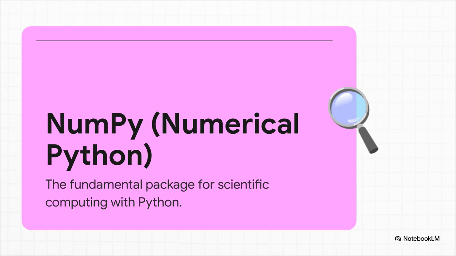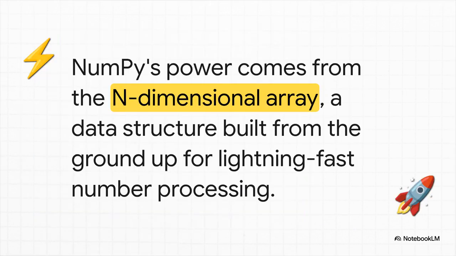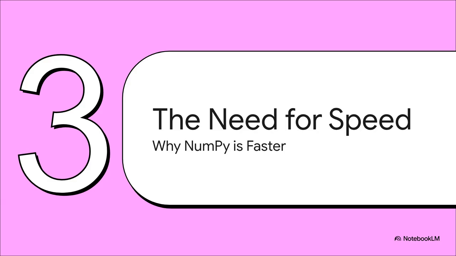It's not just some random library. It is the absolute bedrock of the entire data science ecosystem. And it does all this by giving us a totally new and powerful way to handle our numbers. And here it is, its secret weapon, the n-dimensional array, or as you'll see it, the ndarray. Just think of it like a super organized grid that can have any number of dimensions. A simple line of numbers, a 2D table like a spreadsheet, or even a 3D cube of data. This whole structure is engineered from the ground up for one thing and one thing only: processing numbers at lightning speed.